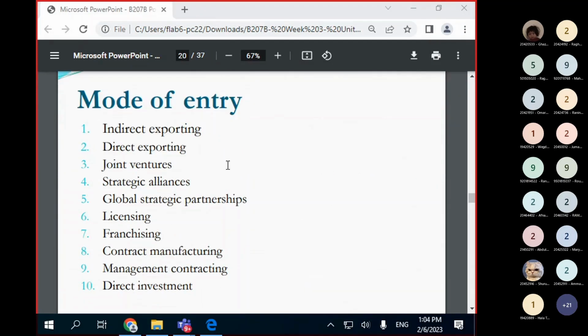We are going to start with the modes of entry, starting with the lowest extent to how much global. It is to the highest.